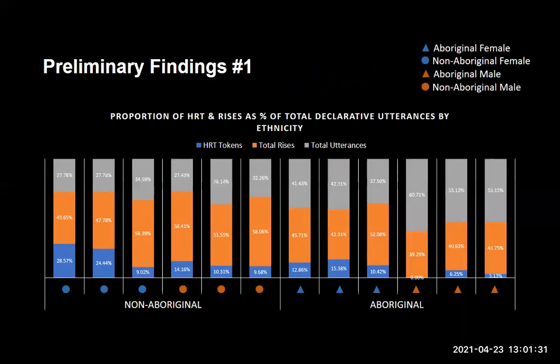So here's a little chart, perhaps a little bewildering, but each column here represents all declarative utterances extracted for each participant, with blue indicating uptalk tokens, orange indicating rises in the frequency which don't qualify as the 40% benchmark, and grey indicating all of the remaining utterances which are likely a fall in fundamental frequency or pitch. The most significant pattern indicates that non-Aboriginal speakers tended to produce slightly more high-rising terminals as well as more rises overall.